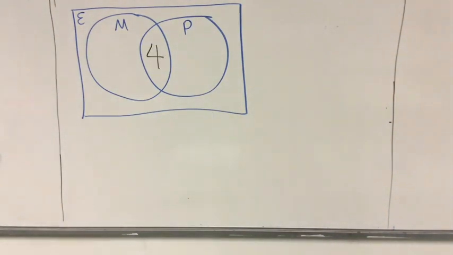From the information that was given, a 4 should go in the middle because I said to you that 4 people like both toppings. 4 people like mushrooms and pineapple on their pizza. So that's what goes in the middle.